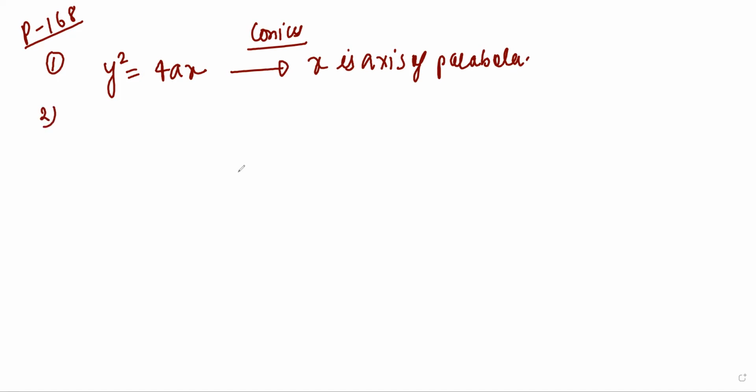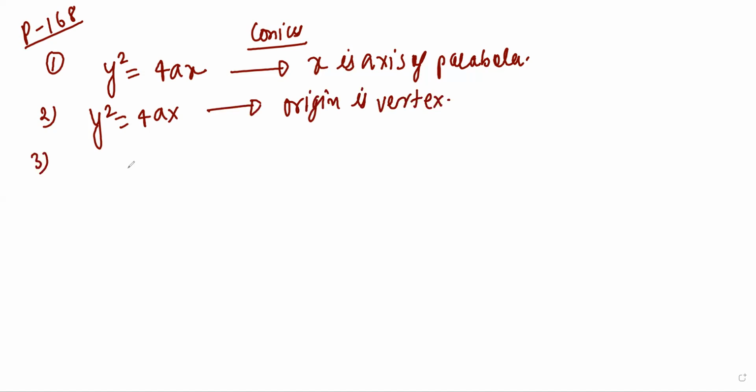The point of intersection of the parabola with the axis is called the vertex of the parabola. Right. So when it is intersecting, that is called the point of intersection. So y square equal to 4ax. Here the point of intersection is the origin. Origin is the vertex. Next point.